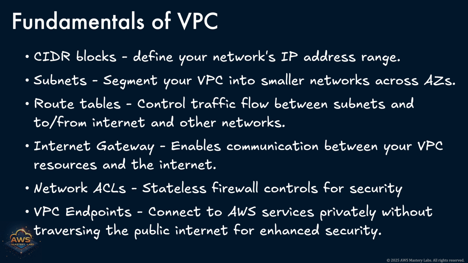To manage how traffic flows within your VPC and beyond, route tables come into play. Each subnet is associated with a route table that defines where network traffic should go, whether it's moving between subnets, reaching other AWS services, or connecting to the internet.